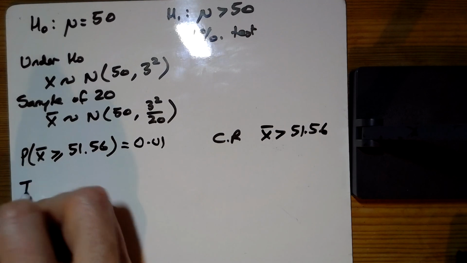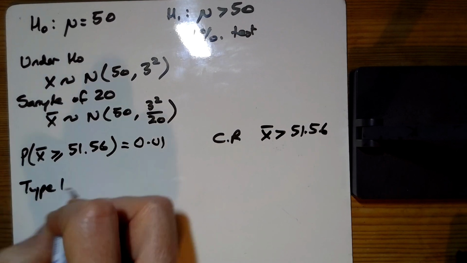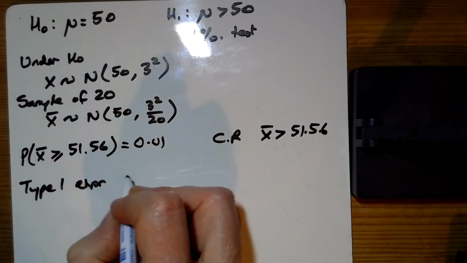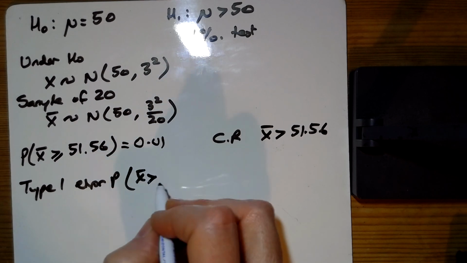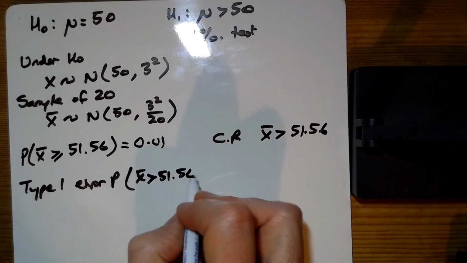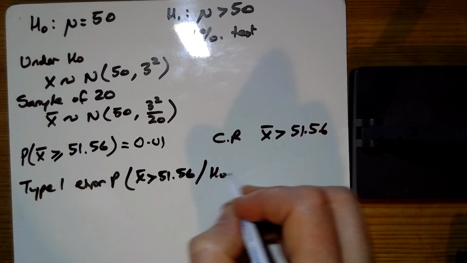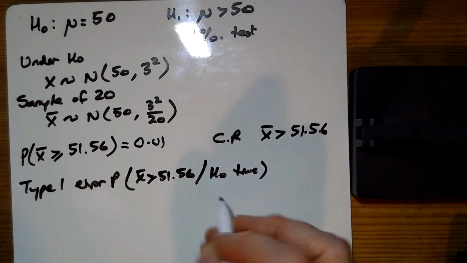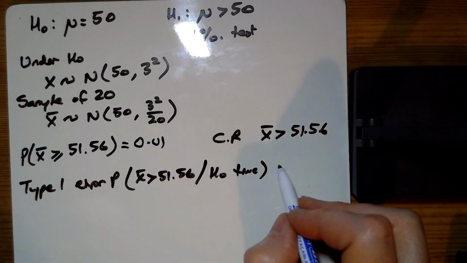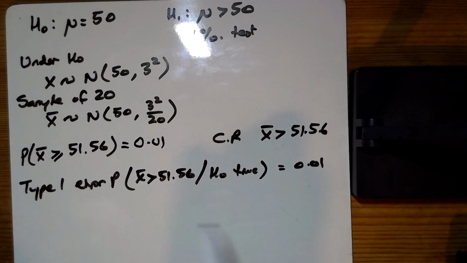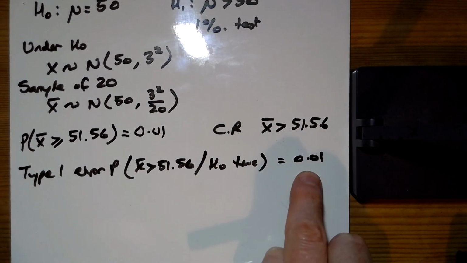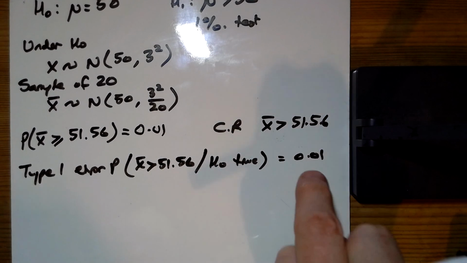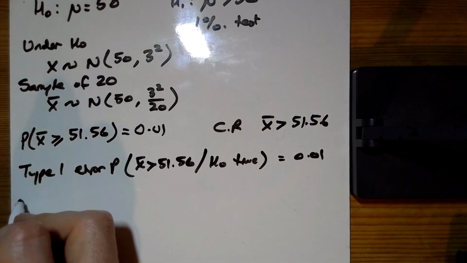So the type 1 error is the chance of rejecting H0. That's the probability that X bar is greater than 51.56, given that H0 is true. And that is exactly what we just did. That was 1%. And for this one, unlike the previous exercise, this will be exactly the value of the test, because it's continuous, we can get it spot on.